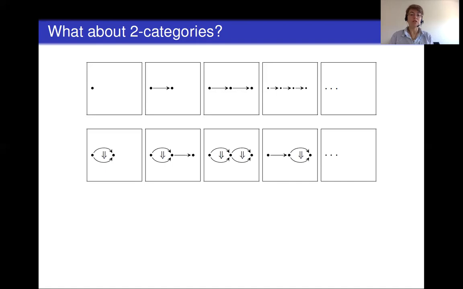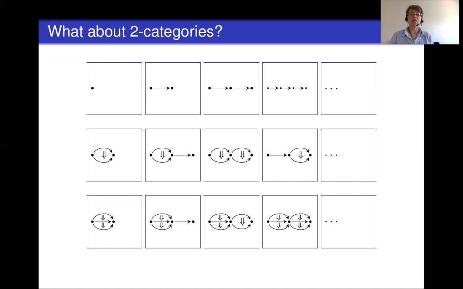But then you remember that you still have some more compositions. You can compose cells vertically, and you want to remember the composition for vertical cells and whiskerings of vertical compositions and horizontal compositions of vertical compositions, and so on and so forth. So this does lead to a notion of an infinity two category and to a model called theta two spaces. But you see that the data of this theta two space quickly get out of hand.